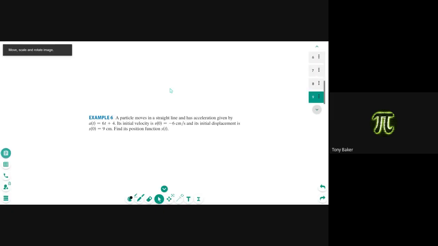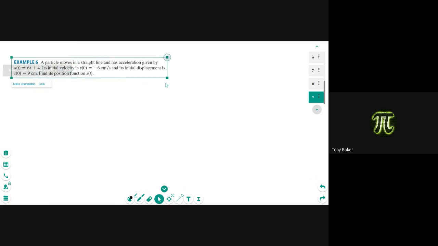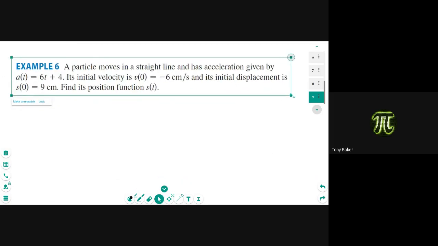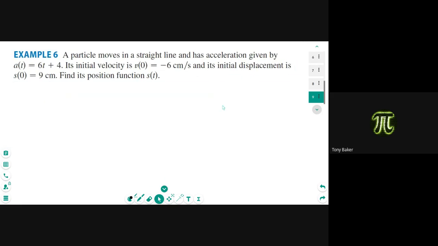In a car example, it's very simple and very straightforward. However, things can become more complicated when we're looking at other particles and other objects. So in this problem, it says a particle moves in a straight line, its acceleration given by 6t plus 4. It gives me its initial velocity and its initial displacement. They want the position function. They want to know where it is.